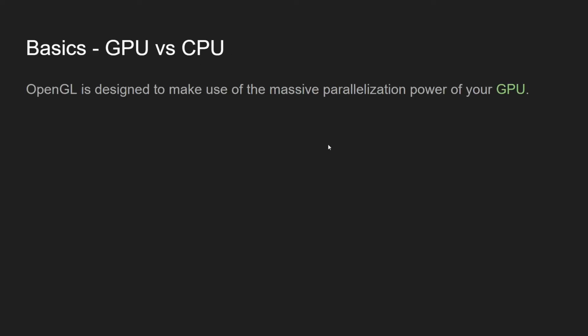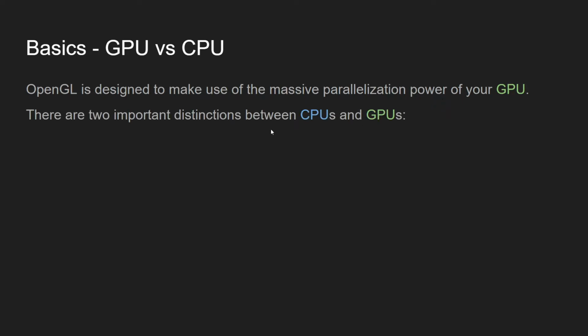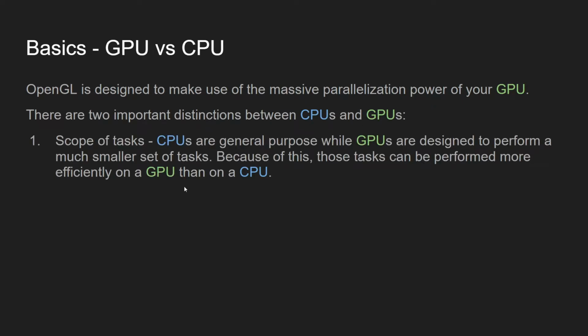Okay, so I've talked a bit about what GPUs are and that they accelerate graphics stuff. But if you're totally new to this stuff, you've maybe heard of a GPU, you've definitely heard of a CPU, but let's talk about some of the differences between them. OpenGL is designed to make use of the GPU, specifically the parallelization power. So let's get a bit more into that. There are two main distinctions. One is the scope of tasks.